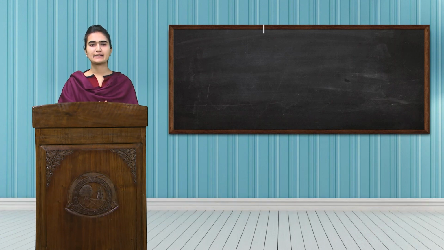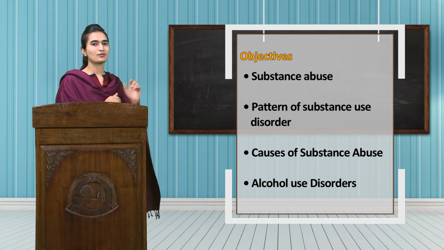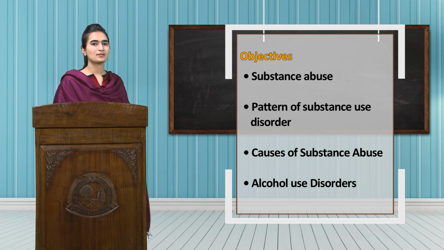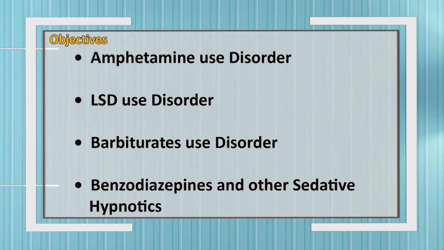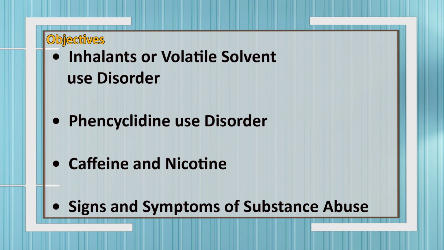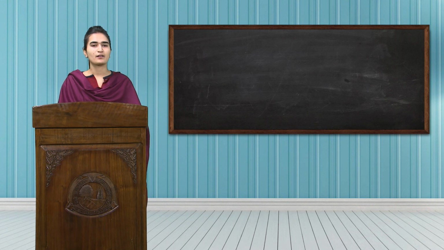My topic will be covering 16 objectives, which are Introduction to Substance Abuse, Pattern of Substance Use Disorder, Causes of Substance Abuse, Alcohol Use Disorders, Opioid Use Disorders, Cannabis Use Disorder, Cocaine Use Disorder, Amphetamine Use Disorder, LSD Use Disorder, barbiturates use disorder, benzodiazepines and other sedative hypnotics, inhalants or volatile solvent use disorder, phencyclidine use disorder, caffeine and nicotine, and signs and symptoms of substance abuse. So, let us begin with the introduction part.